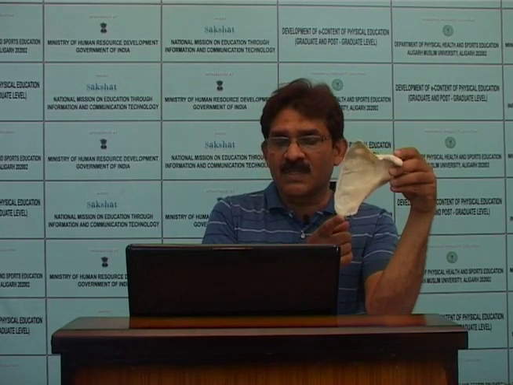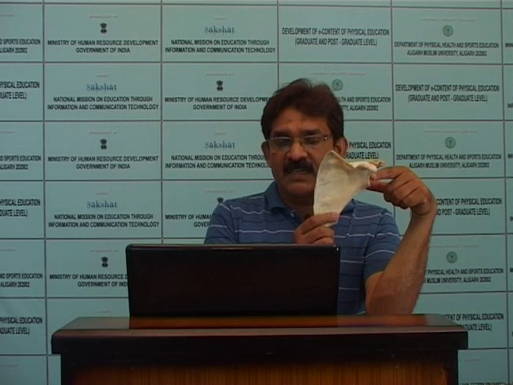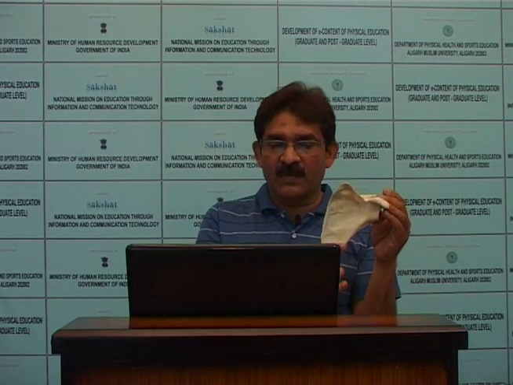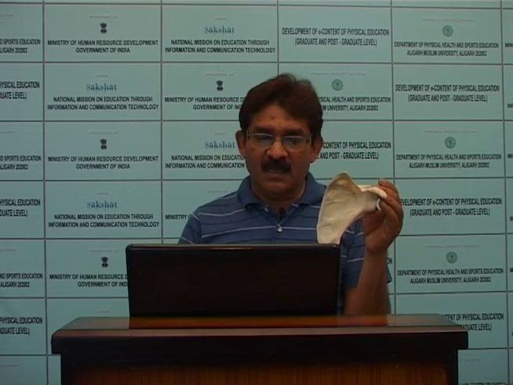Three angles: superior, opposite to the second rib. This is the superior angle. This is the inferior angle, opposite to the seventh rib or seventh intercostal space. Laterally, the glenoid cavity. This is the glenoid cavity. Two surfaces: anterior surface concave, with the subscapular fossa; posterior surface with supra and infraspinous fossae, spine of scapula, and this is the acromion.